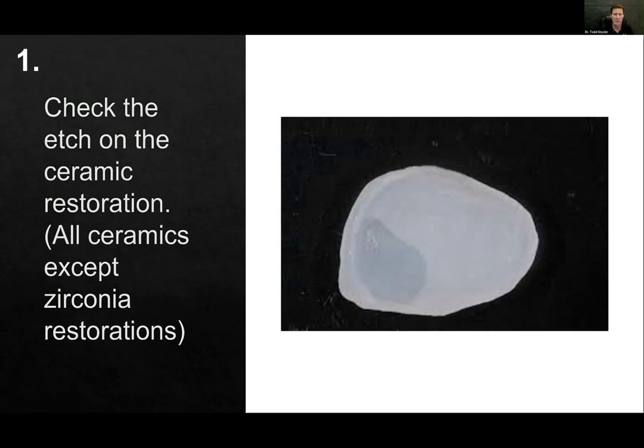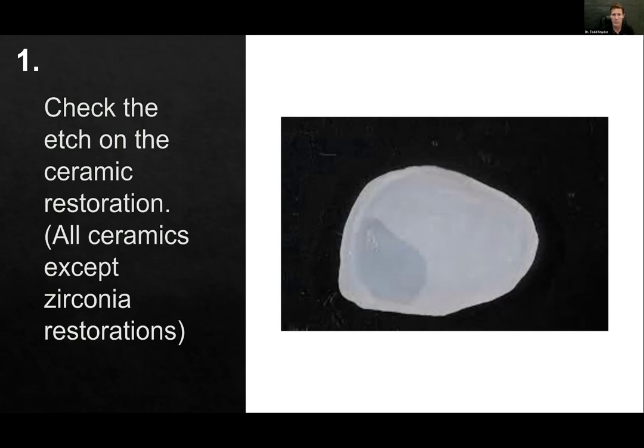So you'll notice here in this example, I've got a veneer where you'll see this frosty area that's been etched extremely well all the way out to the margin. Now, on the lower left-hand side, you'll see it has kind of a shiny shimmer. This area was not etched well. And I'm making a big point of this to show you what it would look like.